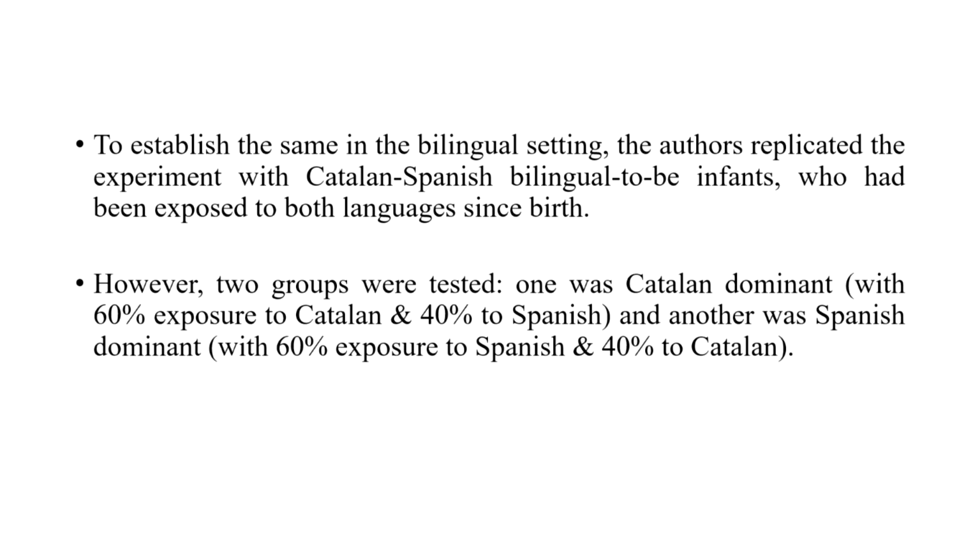To establish the same in the bilingual setting, the authors replicated the same experiment with Catalan-Spanish bilingual infants, simultaneous bilinguals who had been exposed to both languages since birth. Here they introduced a very interesting quirk. Two types of groups were tested. One group was Catalan dominant, with exposure to Catalan 60% and Spanish 40%, and the other group was Spanish dominant, with exposure to Spanish 60% and Catalan 40%.